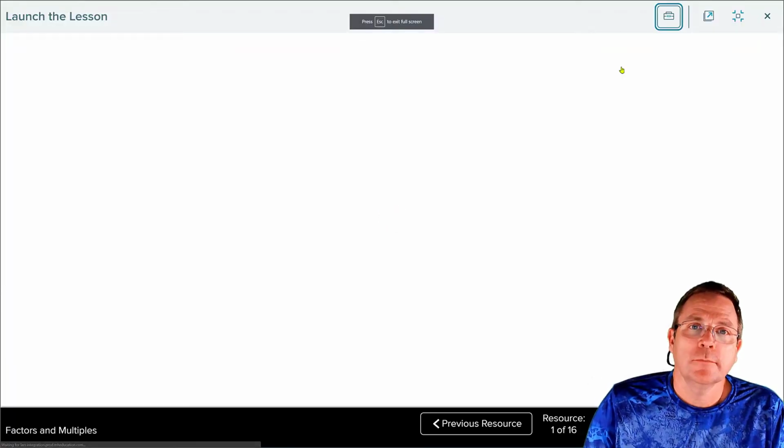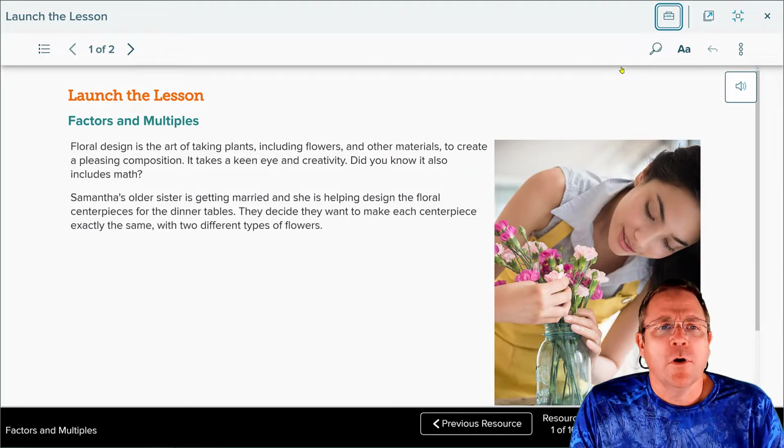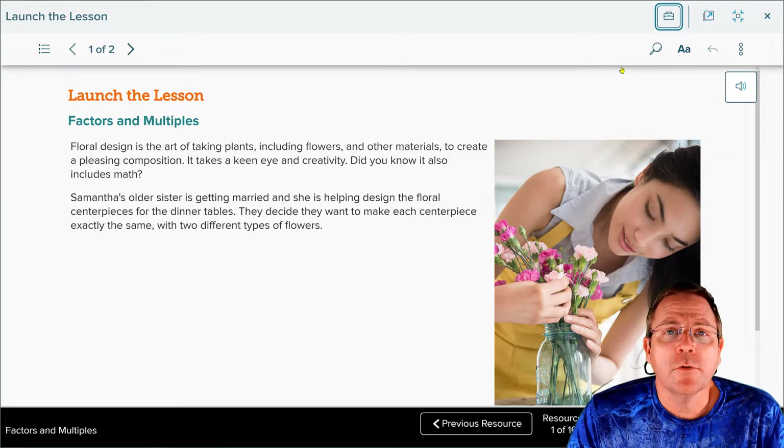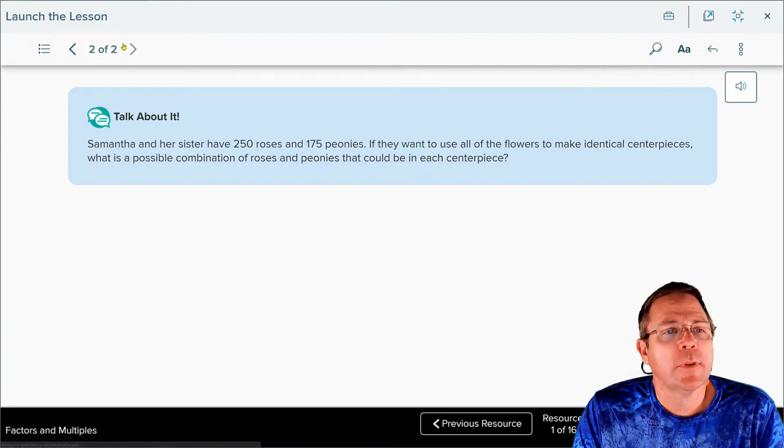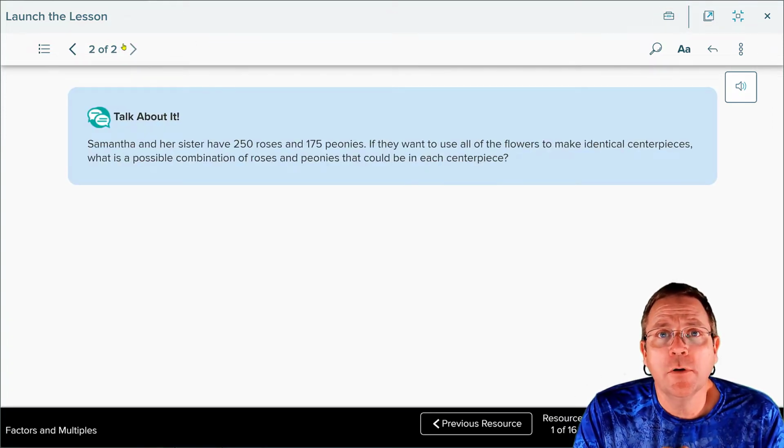Let's get started. Floral design is the art of taking plants, including flowers and other materials, to create a pleasing composition. It takes a keen eye and creativity. Did you know it also includes math? Samantha's older sister is getting married, and she is helping design the floral centerpiece for the dinner tables. They decided they want to make each centerpiece exactly the same with 2 different types of flowers. Samantha and her sister have 250 roses and 175 peonies.